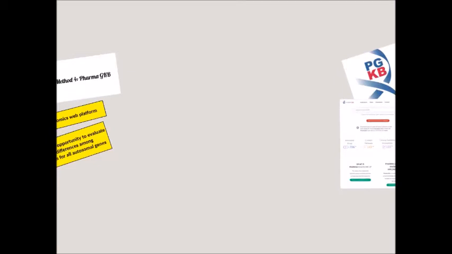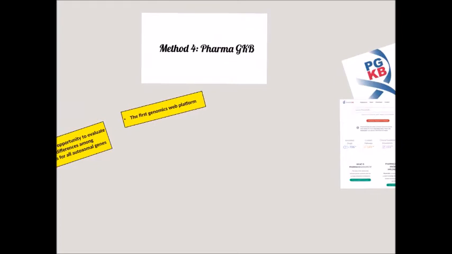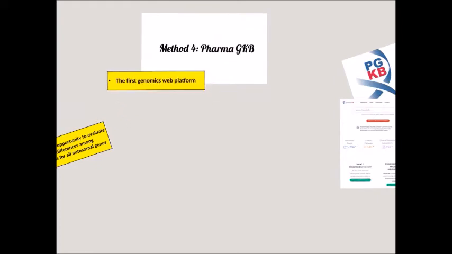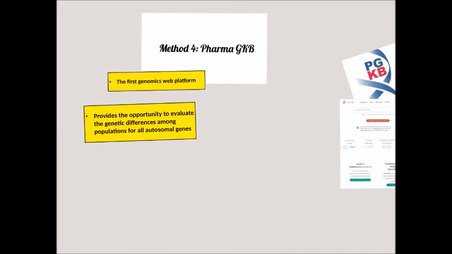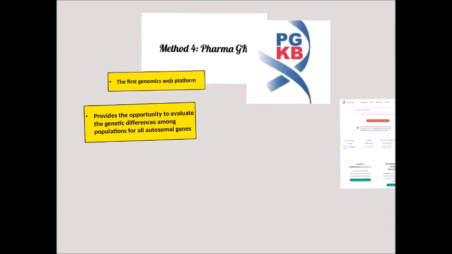The very last method that I used was PharmGKB. It is the first genomic web platform that provides the opportunity to evaluate the genetic differences among populations for all autosomal genes. PGKB also serves as an integrated platform for linking this data with drugs and genetic variants that affect drug responses, adverse reactions, and dosage requirements.